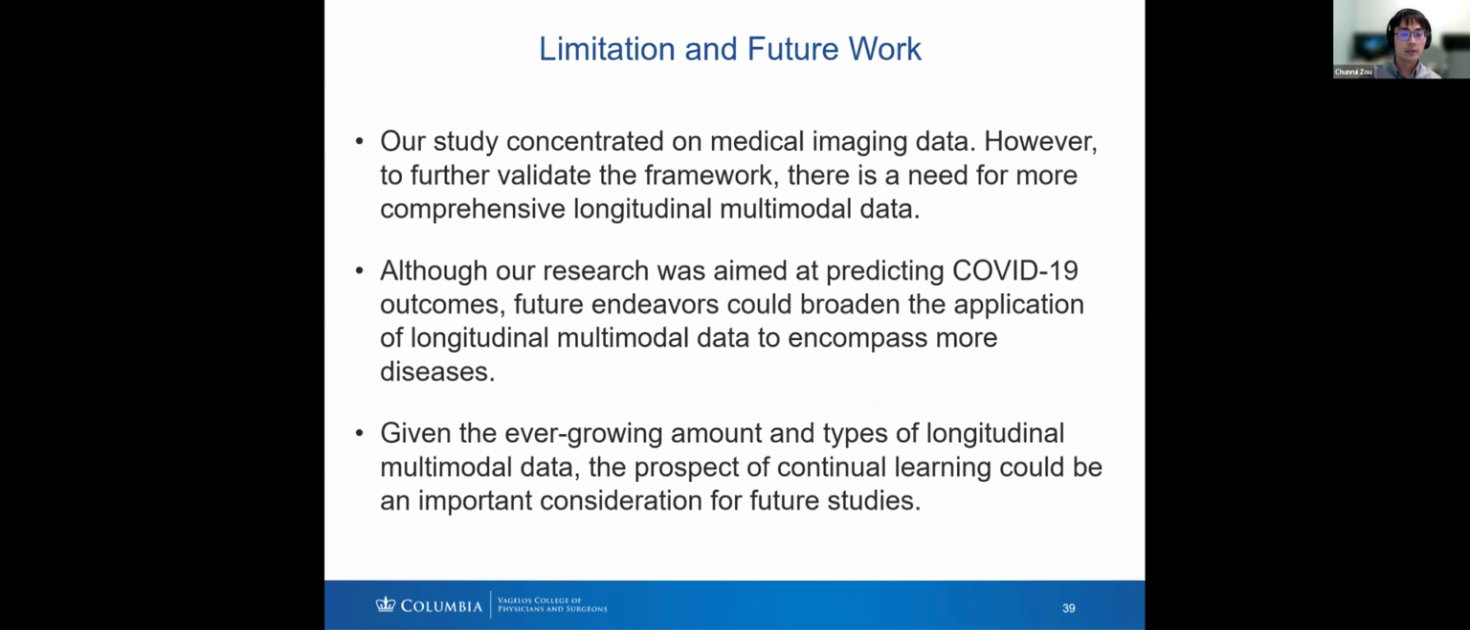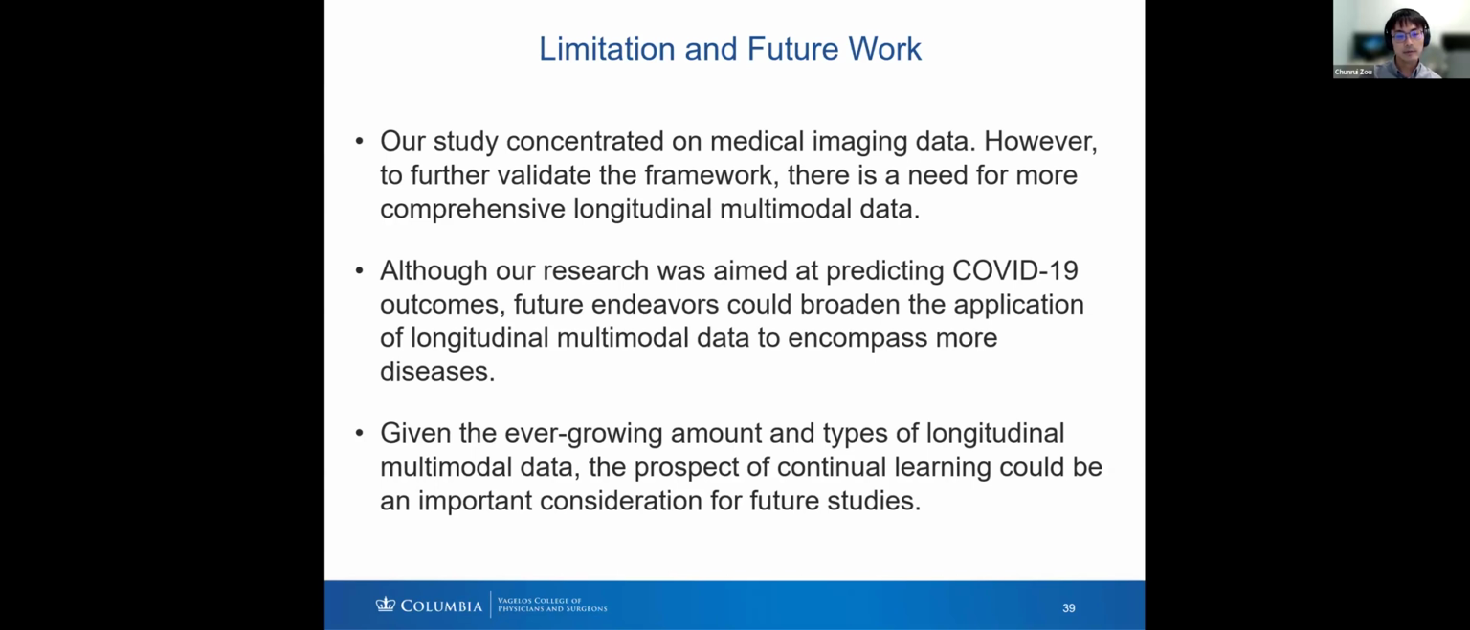But there are also several limitations and possible future works to our current study. Our study concentrated on medical imaging data only. However, to further validate the framework, there's a need for more comprehensive longitudinal multimodal data. And although our research was aimed at predicting COVID-19 outcomes, future endeavors could broaden the application of longitudinal multimodal data to encompass more diseases.